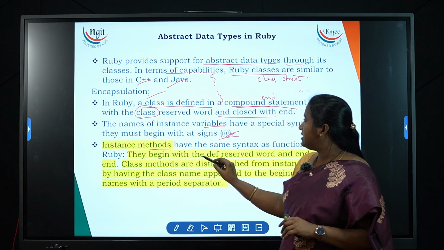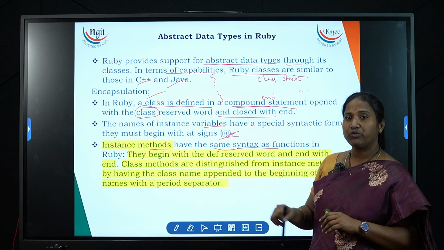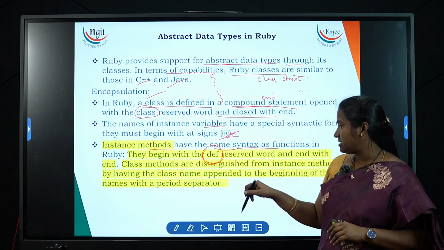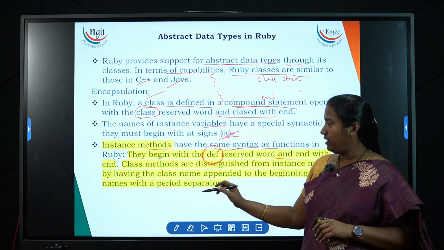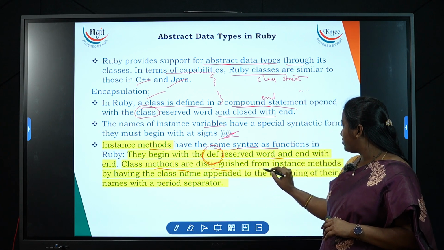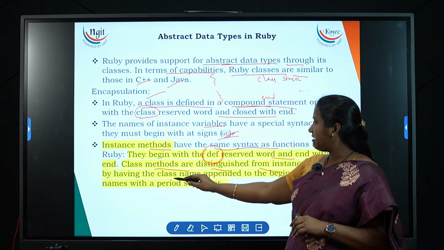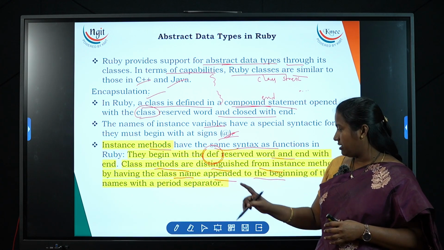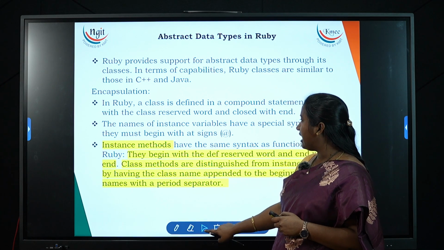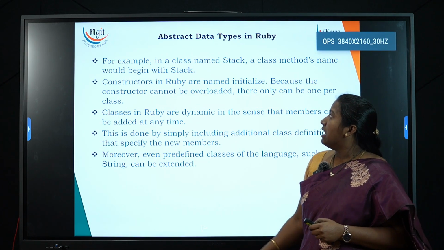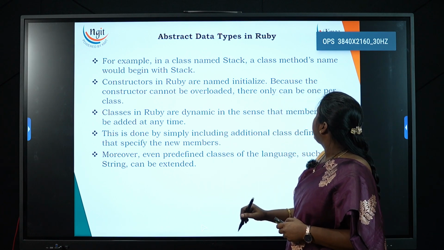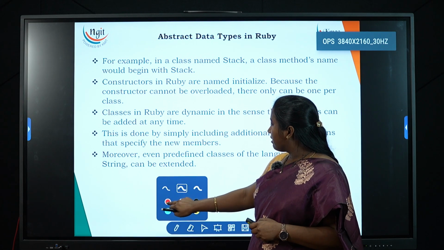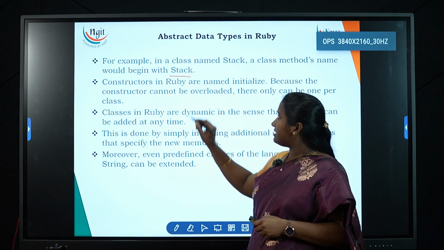Now, instance methods have the same syntax as functions in Ruby. They begin with the def reserved word, definition reserved word, and end with end. Class methods are distinguished from instance methods by having the class name appended to the beginning of their names with a period as separator. We'll see in the syntax how it will get separated. For example, in a class named Stack, a class method would begin with Stack. So the methods of a class will begin with the same class name.